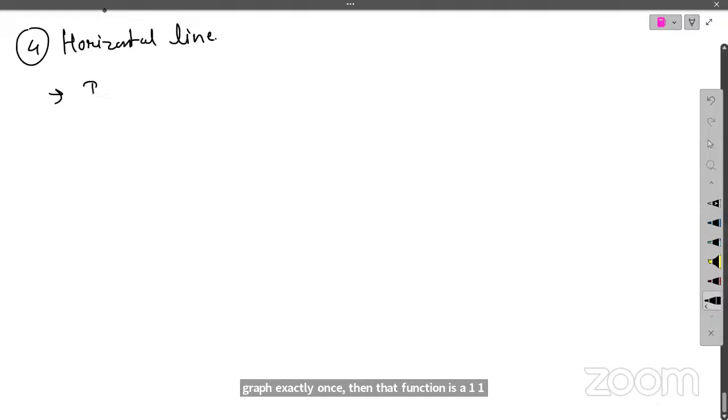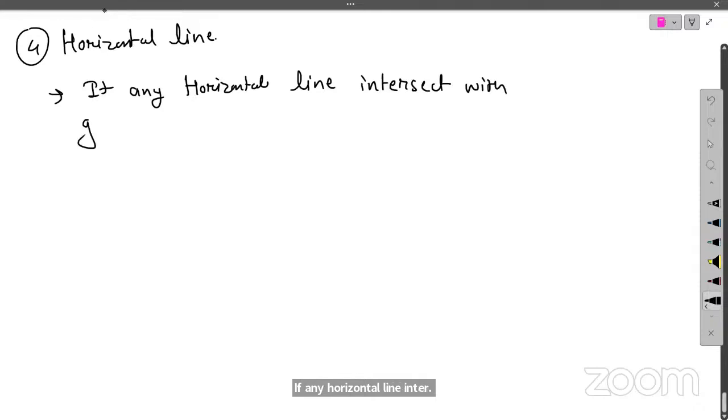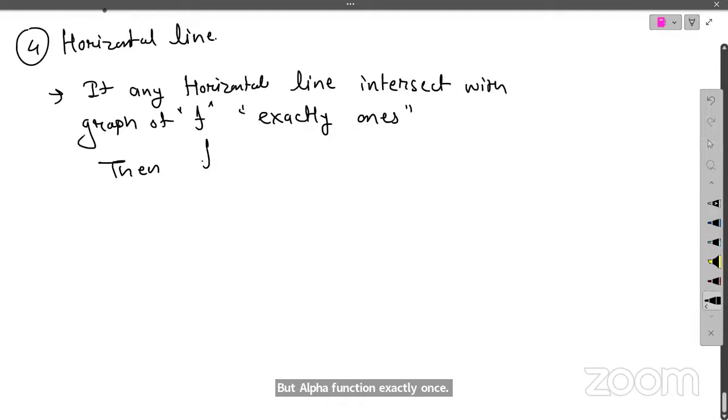So that means if any horizontal line intersects the graph of a function exactly once, then f is a one-one function.